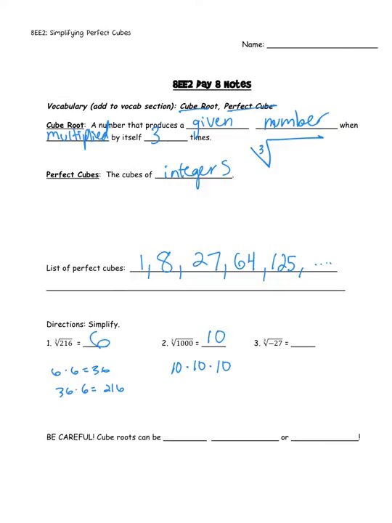And then the last question is the cube root of negative 27. Well, we know that a negative times a negative is a positive, but if we multiply it by another negative, a third negative, my ending value is going to be negative. So here, negative 3 times negative 3 would be positive 9, times another negative 3 would be negative 27. So my value here is negative 3.